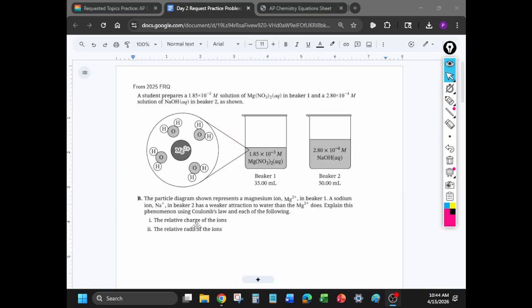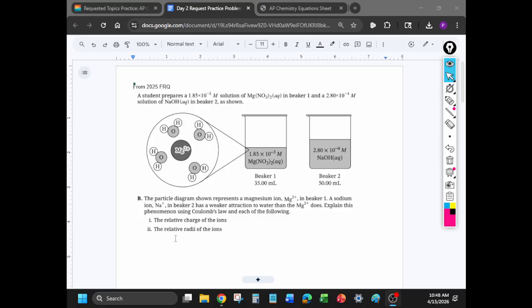So part A is talking about the charge of the ions, but part 2 is talking about the relative radii of the ions, the size of the ions. So I'm going to give you guys about 2-3 minutes. See if you can try this one on your own, or work with the person next to you. I want you to explain using the radii of the ions, Mg and Na, why does Na have a weaker attraction to water than Mg? Make sure you refer to Coulomb's law in your answer. So you're going to be using that formula again. So try that out.